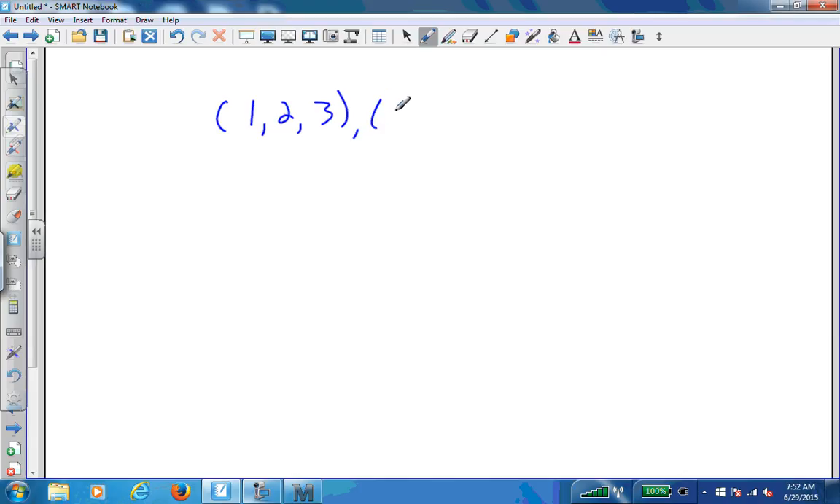1, 2, 3, 0, 1, 2, which is the same so far, but now negative 1, 0, 1. And let's show that this does not span R3.